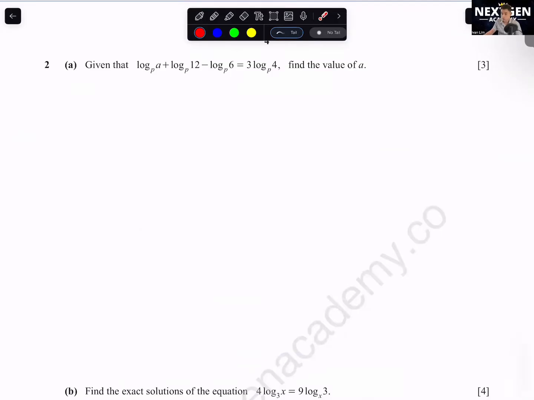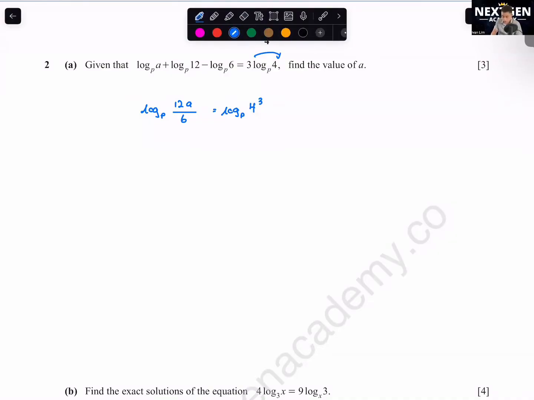Question 2. Given that log P A plus log P 12 minus log P 6 equals 3 log P 4, find the value of A. Left hand side, gather all the log P together. If I plus a log, it will multiply, so A times 12 will become 12A. If I minus, it will divide. So log P 12A over 6 equals to, this one I put power rule, log P 4 to the power of 3.